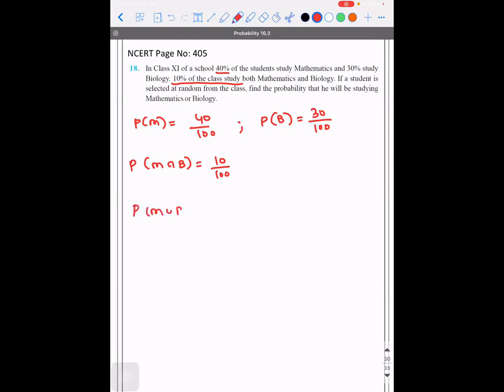biology. The same problem. P of M plus P of B minus P of M intersection B. So P of M is 0.4 plus P of B is 0.3 minus 0.1. So 0.6.